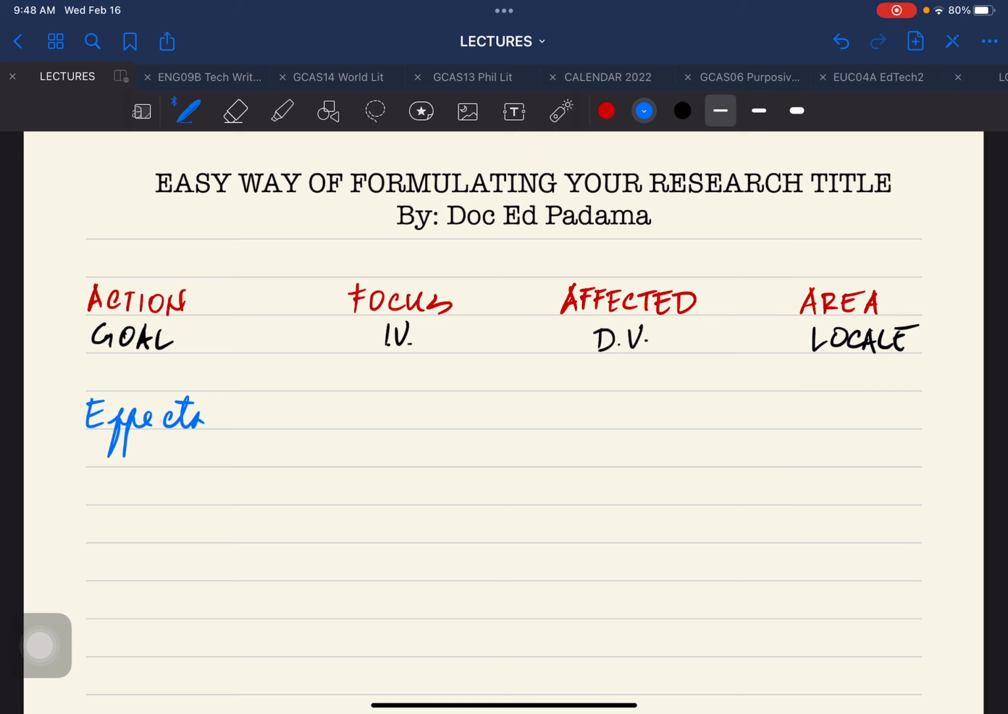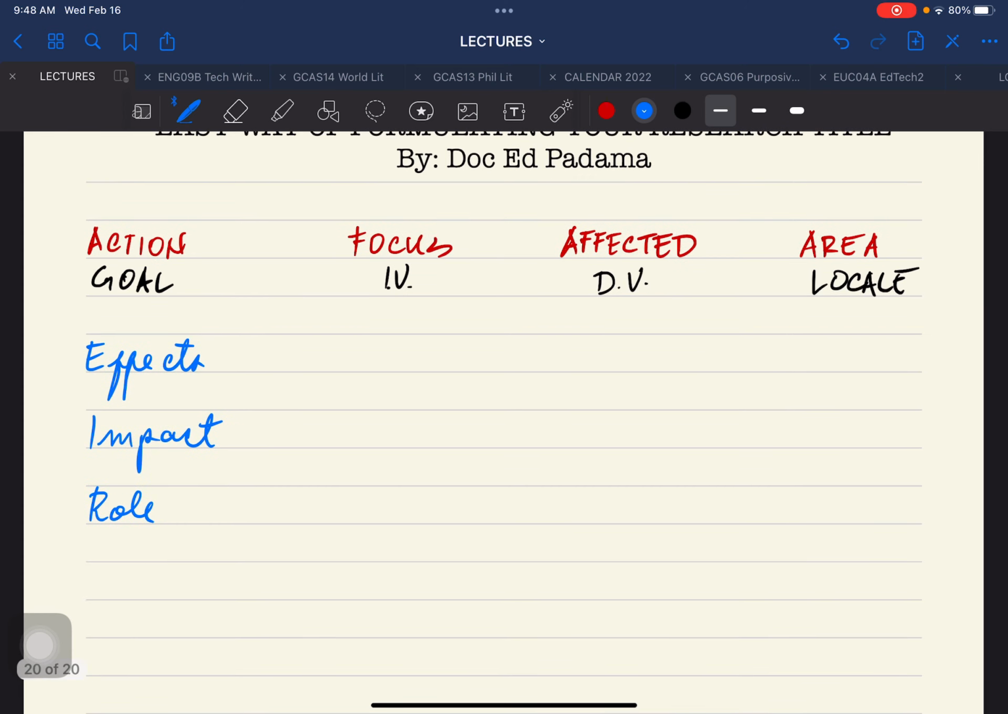So again, the one common term that you see in a research title is the word effects. And effects is descriptive. Other than that, you can use impact. Impact refers to influence, so this may be used for causal comparative or causal relationship. And then the role is also descriptive, and then correlation, relationship, and so on and so forth. So these basically are common terms that you can refer to when you try to set the goal of your research. Okay, so that's one.